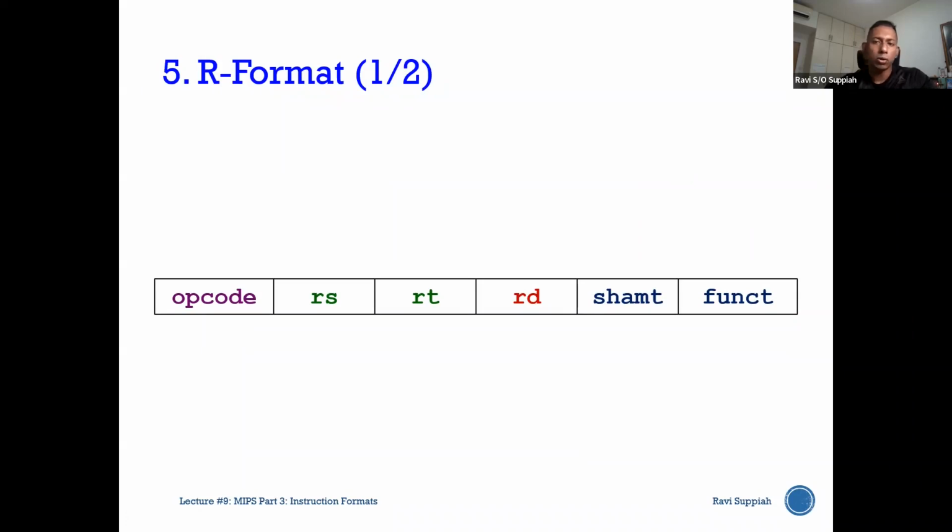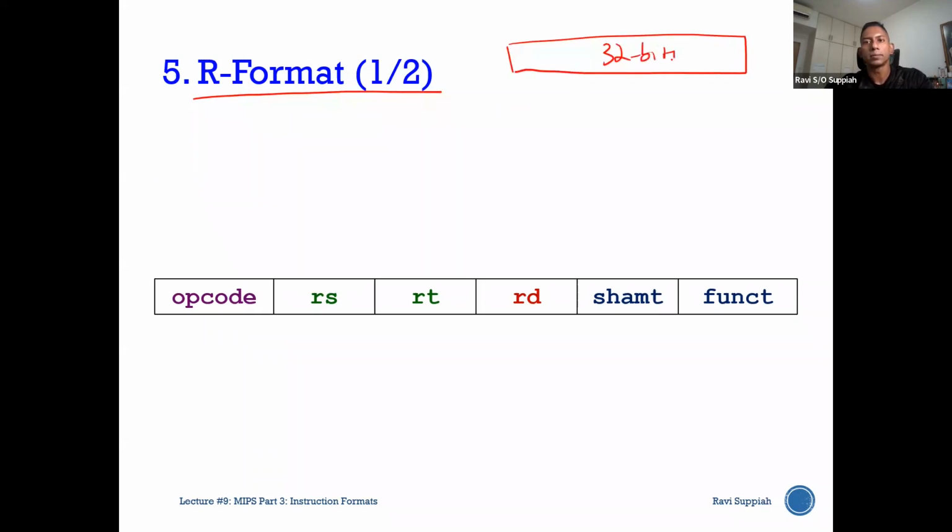Okay, so let's go into looking at the specific format for the different type of instructions. All right, so the first one we're going to look at is the R format type of instruction. Now, as we said, every instruction has a fixed size of 32 bits. Now, what we want to do is use these 32 bits in a way that we can specify all the different type of instructions that we want to do.